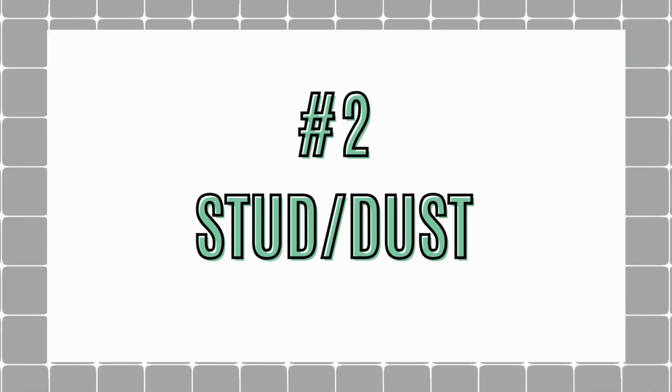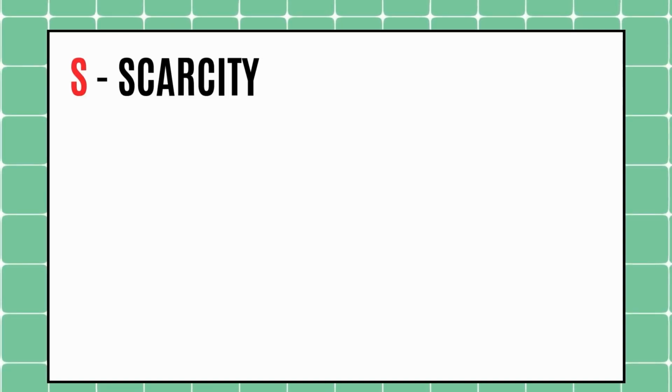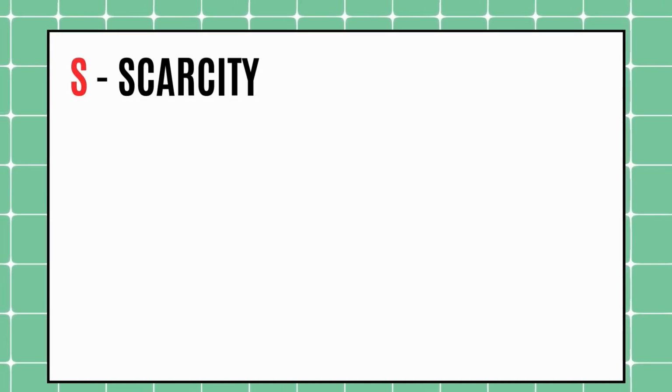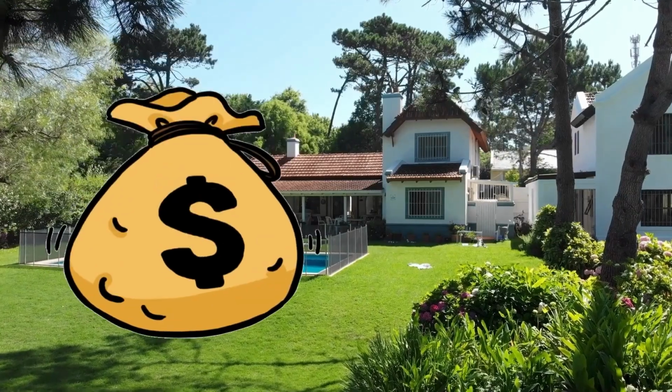STUD or DUST? STUD or DUST both summarize the 4 elements of value. Use whatever acronym works for you, easier for you to remember. I personally prefer STUD. STUD stands for S, scarcity. The lower the inventory, the more valuable the houses will be. Consider a seller's market. In a seller's market, there are more buyers than available houses. This means sellers have greater bargaining power, allowing them to price houses higher.